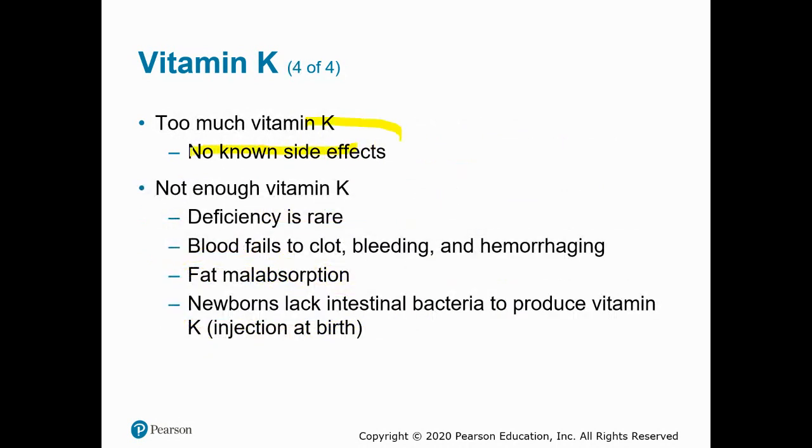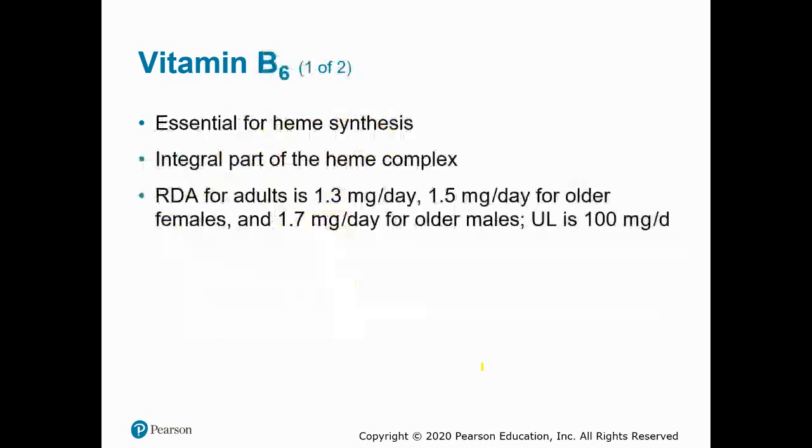Again, we don't know so much about having too much vitamin K, but we are starting to be more familiar with vitamin K deficiency. So far, to our knowledge, it's relatively rare, but of course it's going to result in failure to clot, right? So we're going to see excessive bleeding or potentially hemorrhaging. Fat malabsorption, again, would be a cause of vitamin K deficiency. And remember that newborns typically would get an injection of vitamin K at birth because they lack the intestinal bacteria that produce vitamin K.